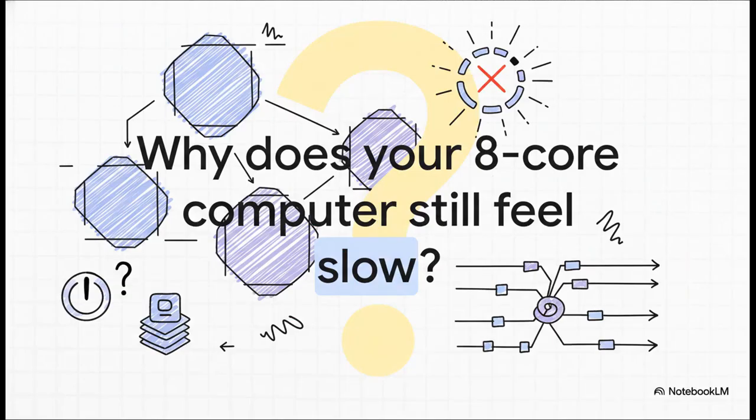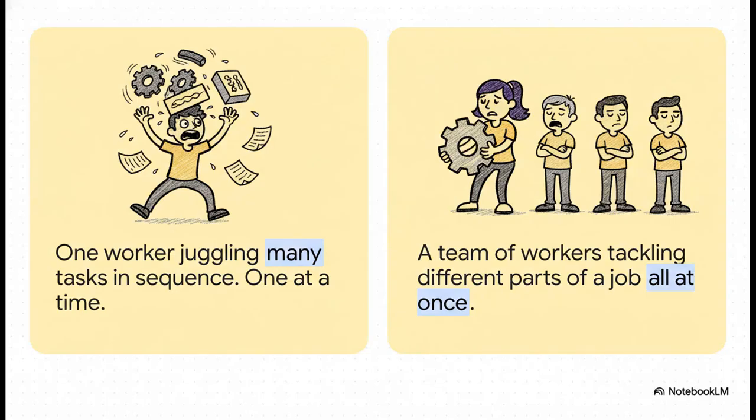Right? It's a feeling we all know. You get a machine with an 8-core, 12-core, heck, even a 16-core processor, and you're expecting it to just fly. But then you're still staring at that loading bar, that spinning wheel. So what gives? Is all that extra hardware just for show? Not at all. Okay, so here's the core of the issue.